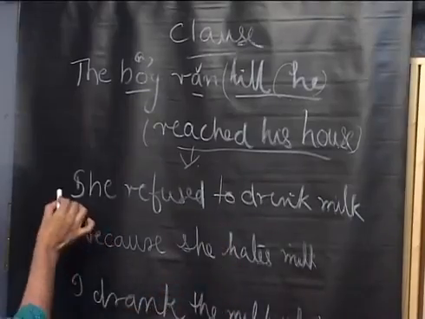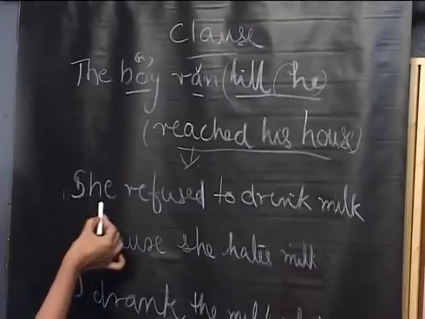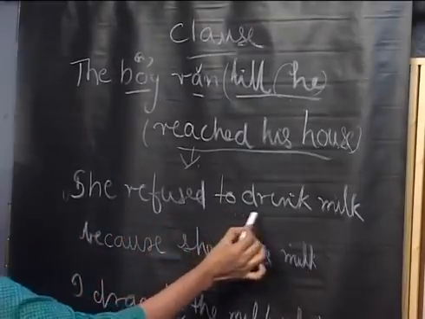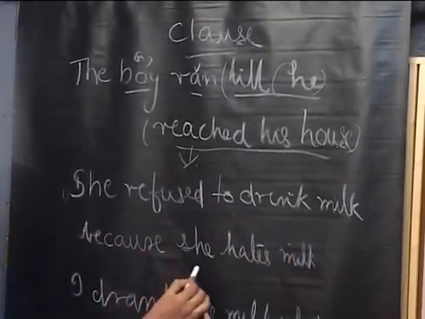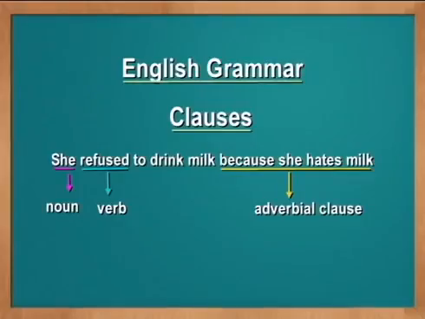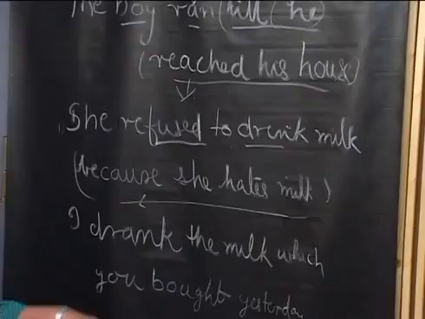Now, let us come to this sentence. She refused to drink milk because she hates milk. So, she, noun, refused is verb, refused to drink, then because she hates milk, the entire thing is the adverb, or stands for an adverb, or in other words we call this an adverbial clause.